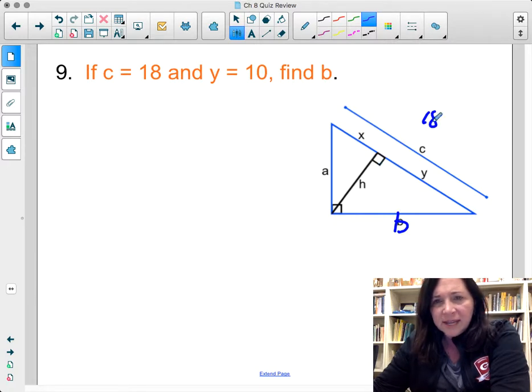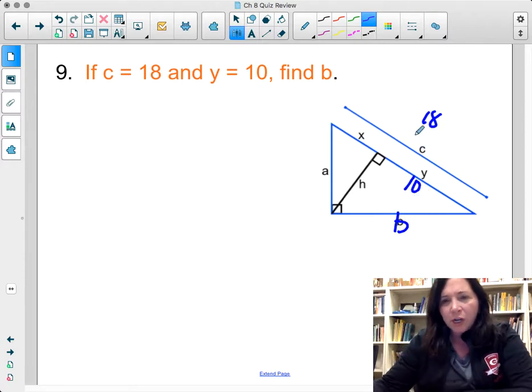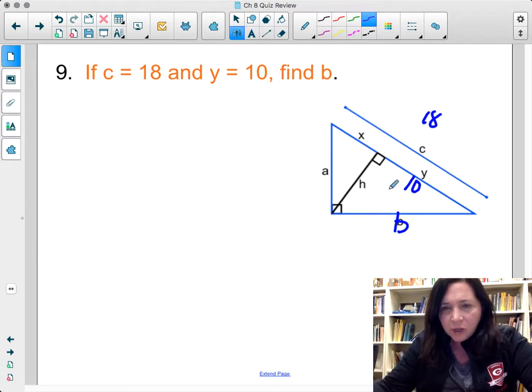So C is 18, that's the whole length. Y is 10. Find B. Where's B? Here's B. So we're going to use this right side, and we're going to use hypotenuse leg.